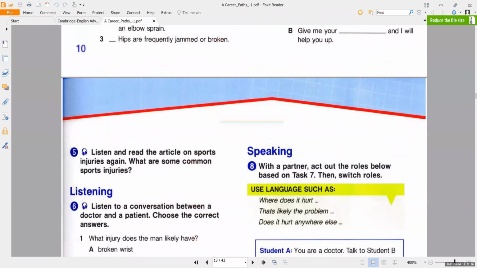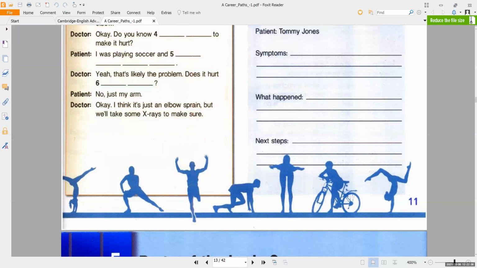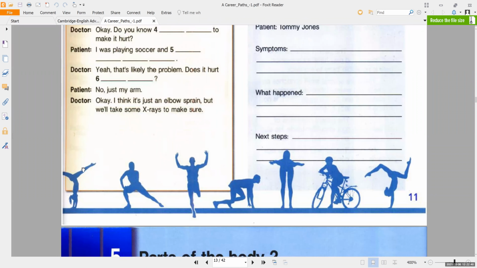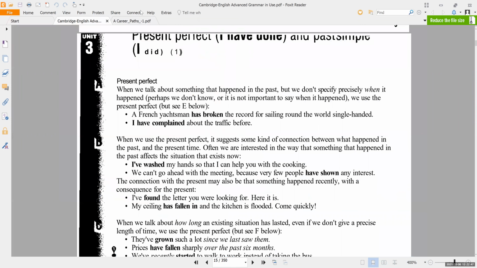Now we are going to deal with grammar. We are going to study grammar now.